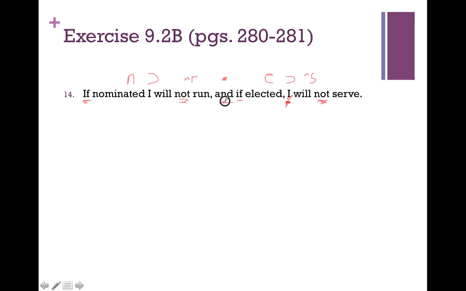But it seems like what the and is doing is joining this proposition here with this proposition here. And so the way we symbolize it is just as follows: if nominated, then I will not run, and if elected, then I will not serve. So there's a lot of symbolism going on here, but I think this one actually is not that complicated to see how things work.